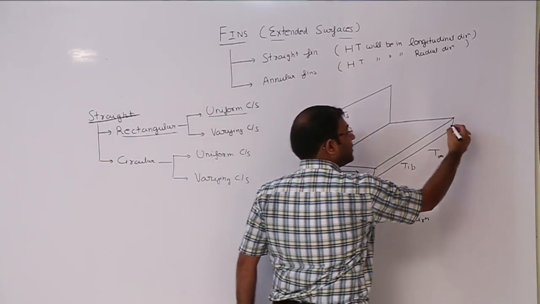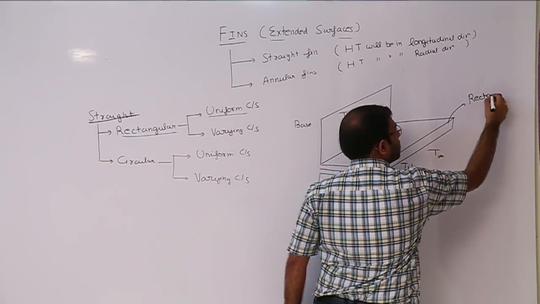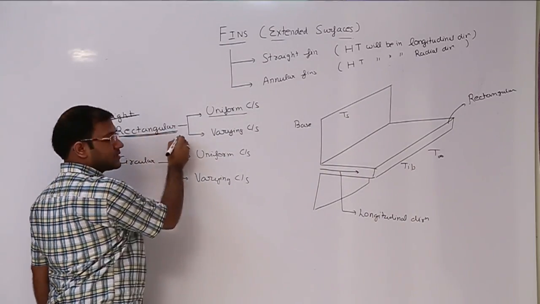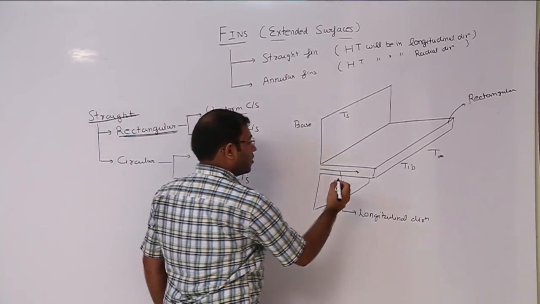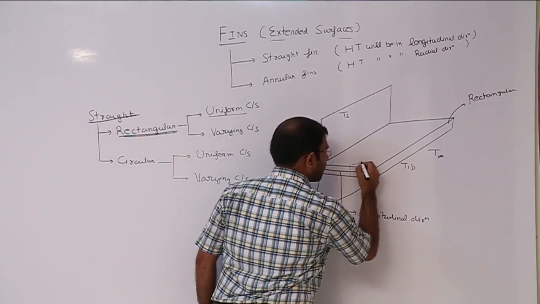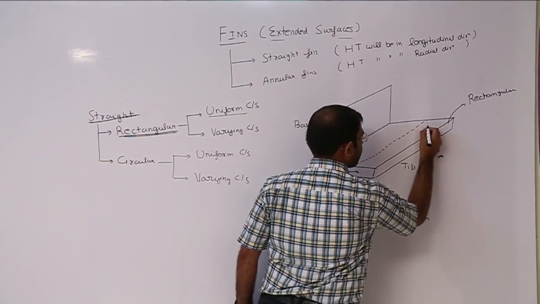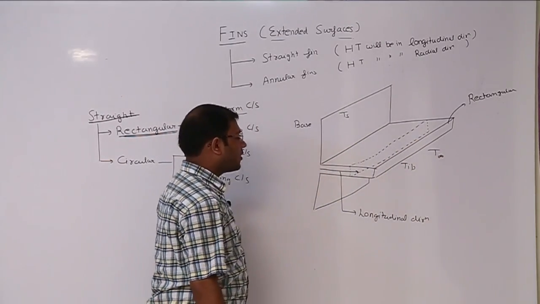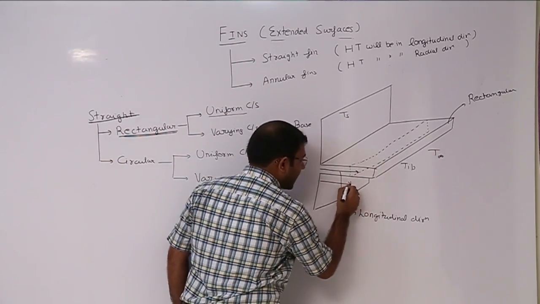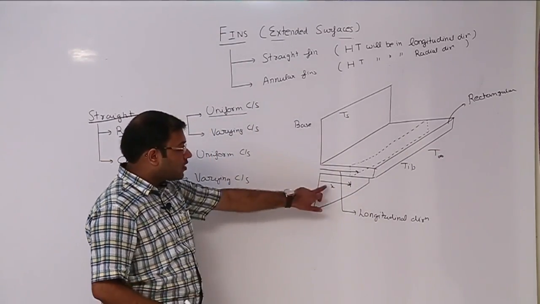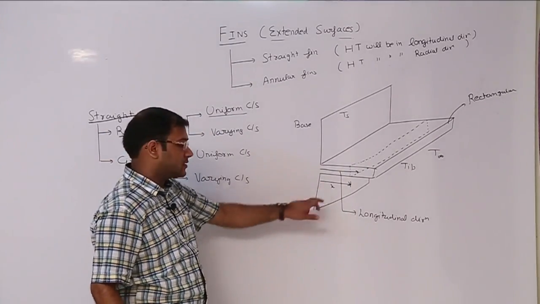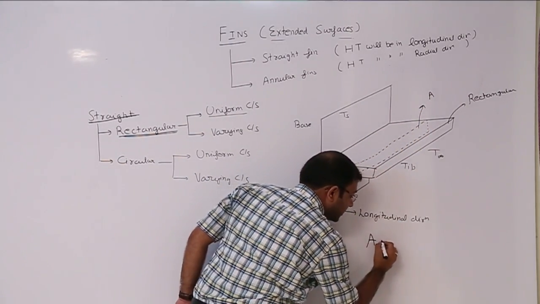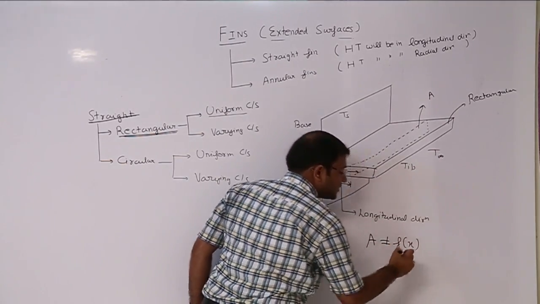Now what is the shape of the cross section? It is rectangular. So we see that it is a rectangular cross section. Now see, draw a cross section here. Now we have drawn a cross section at a distance x from the base. Let its area be A. Now we see that this area is not a function of distance x.